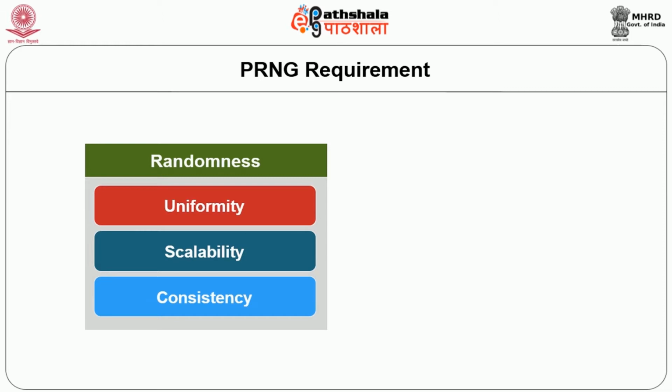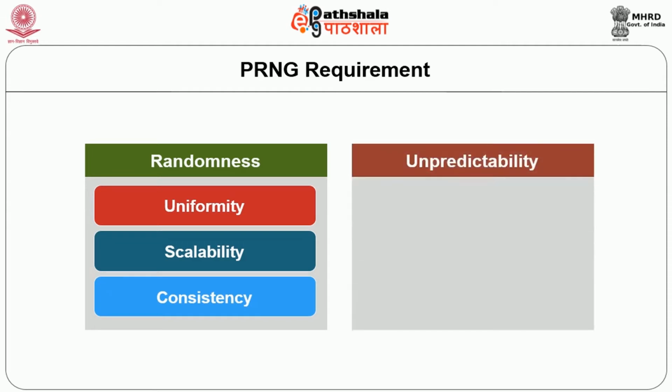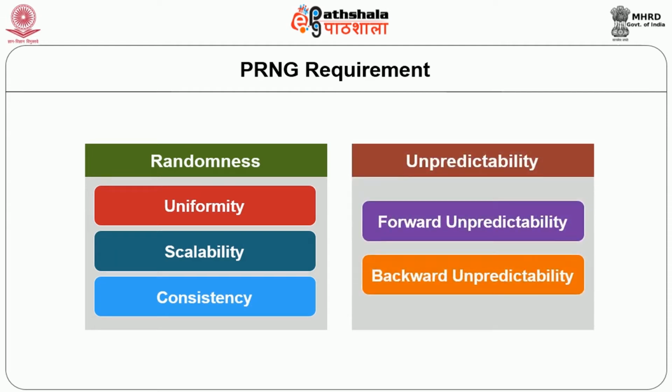Uniformity: the numbers should cover the whole range. They should be uniformly distributed. It should not happen that always a number between 1 to 10 is generated. Scalability and consistency. The second is unpredictability. They cover forward unpredictability and backward unpredictability.